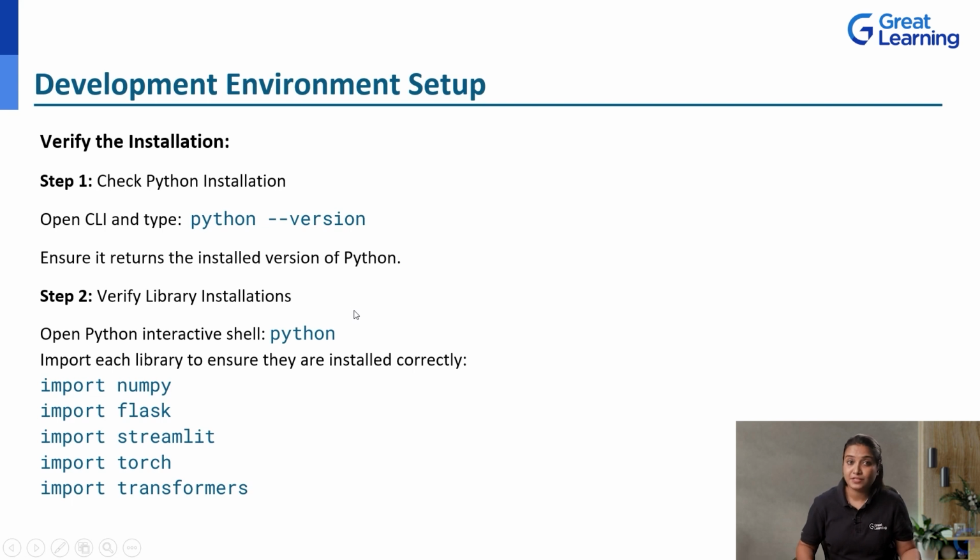Next, you verify the installation of the libraries. For that, you just open the Python interactive shell, type python, and then import every library which you have already installed. If it is imported properly without any error, then it is installed properly, right? So this is the overall development environment setup idea which you have to create in order to do coding, create certain applications, or work with a project.